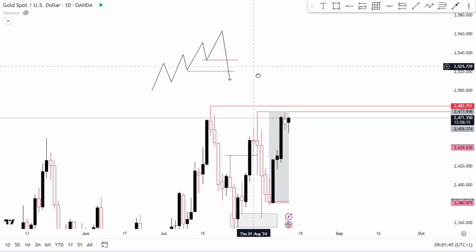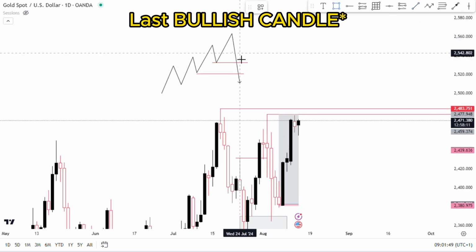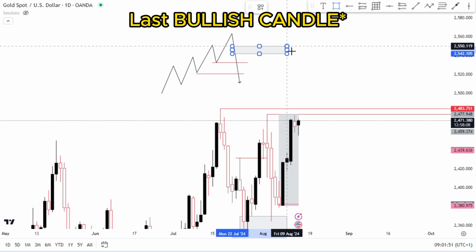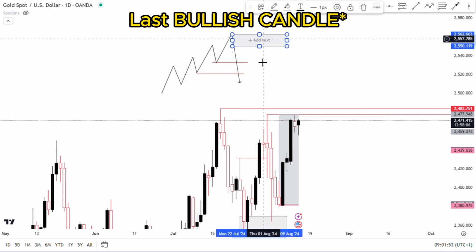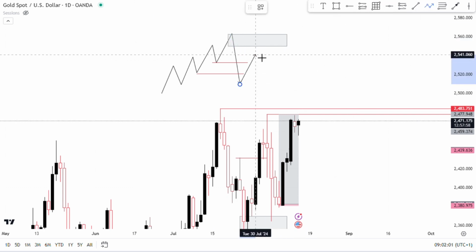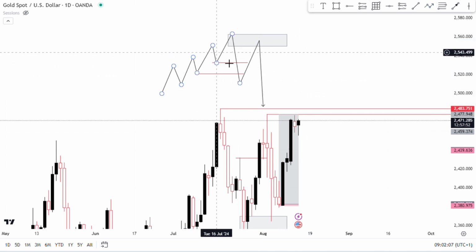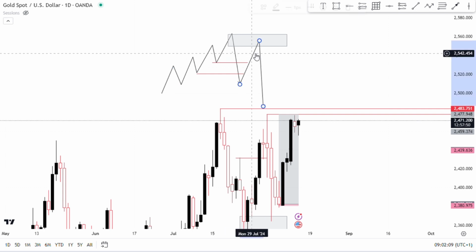The block that is going to be responsible for this particular move is the last bearish candle. The last bearish candle can be in this particular area, and also it can be in this particular area. Anywhere you see the last bearish candle, this is where price is going to respect and then start coming all the way down. So this is the first way to identify an order block in the market.